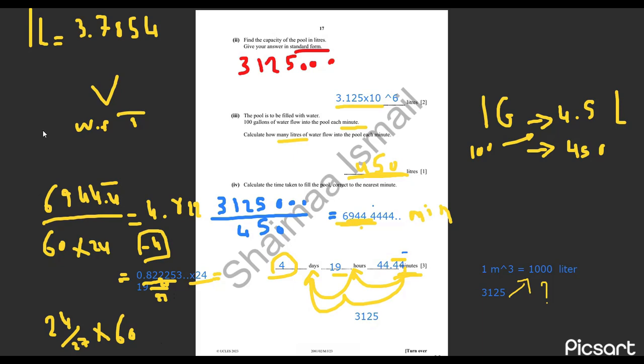Before we leave any page, just make sure to solve all the questions inside this page, at least with your eyes. Let's see the next.